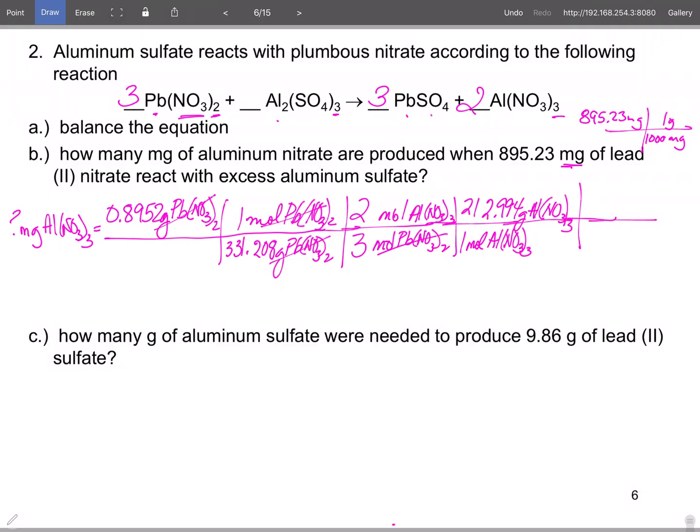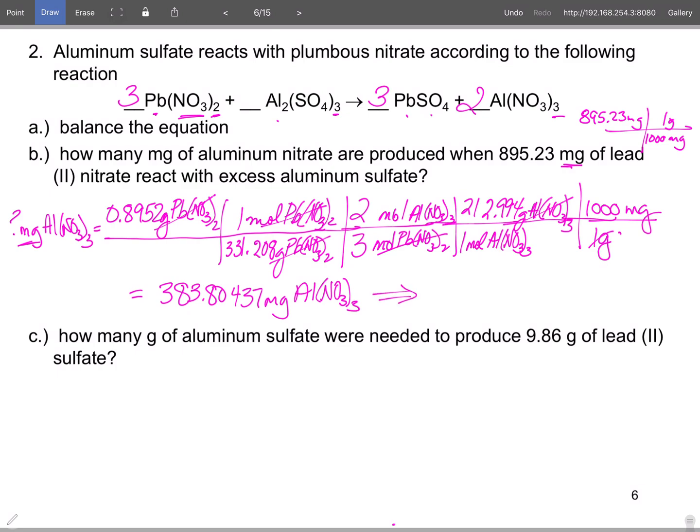But I don't want it in grams. I want it in milligrams. So I know that 1 gram is equal to 1,000 milligrams. Every number on top is multiplied, everything on the bottom is divided. So 0.8952 times 1 divided by 331.208 times 2 divided by 3 times 212.994 divided by 1, and then multiplied by 1,000. So this gives us a whopping 383.80437 milligrams of aluminum nitrate. Now, we're good to go, right?